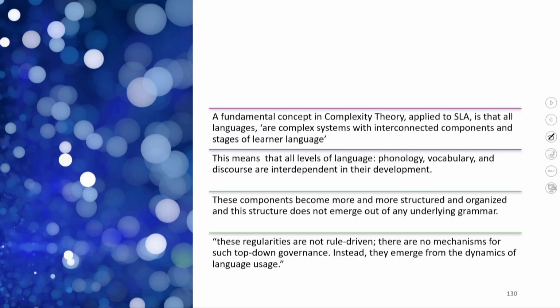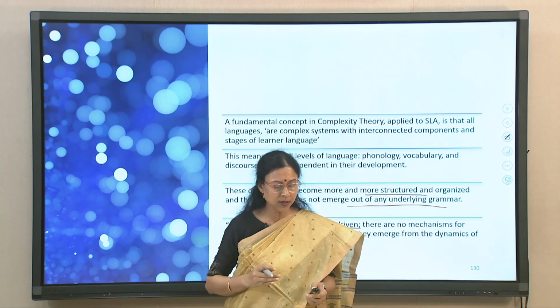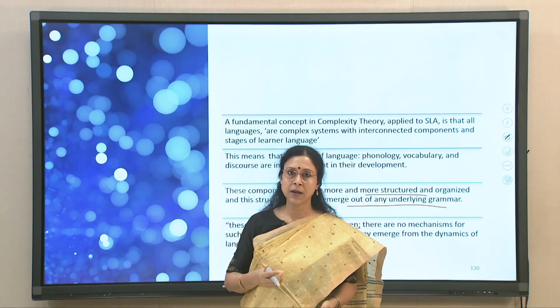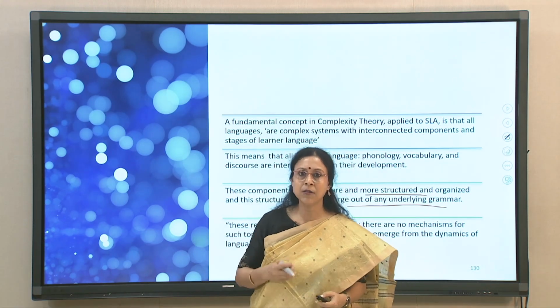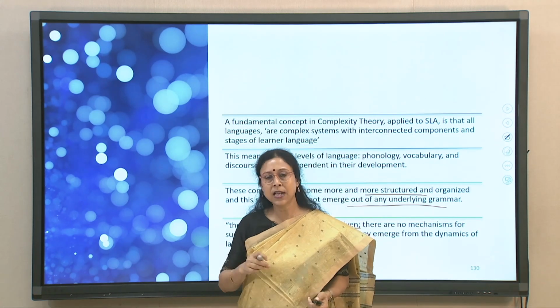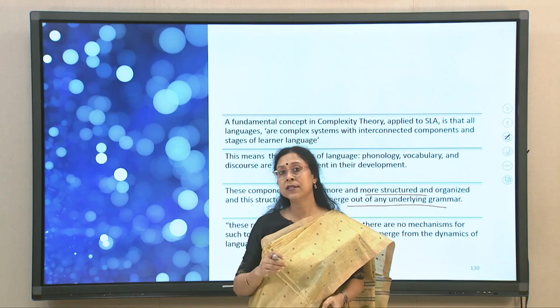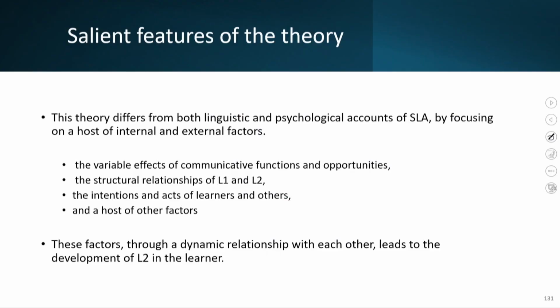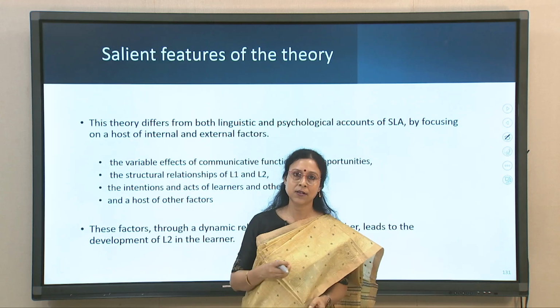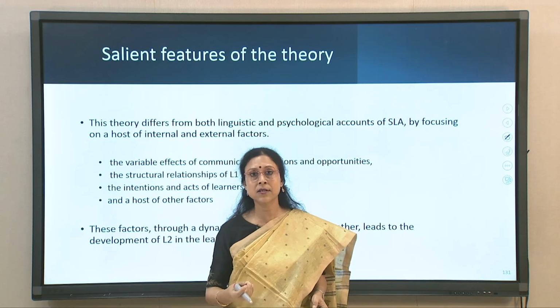These components become more and more structured and organized, and this structure does not arise out of any underlying grammar. This is the difference between complexity theory and universal grammar. These regularities are not rule driven. There are no mechanisms for such top down governance. The eventual development is not dependent on the underlying grammar, but on the connections between them, the dynamics between different levels of language, as well as the dynamics of those with language use. When we use language in real life, there are many other things that also come in: socio-cultural practices, the person himself, and so on.